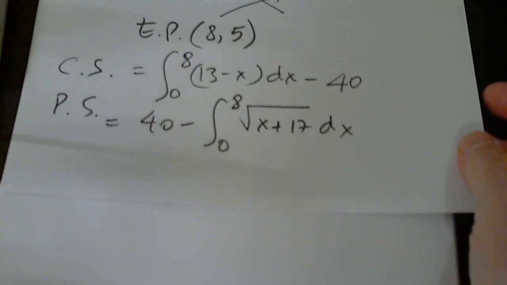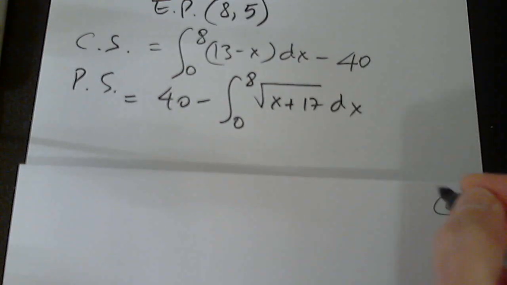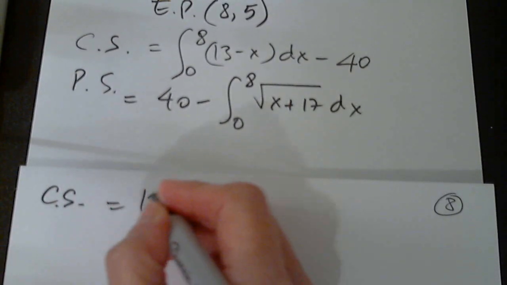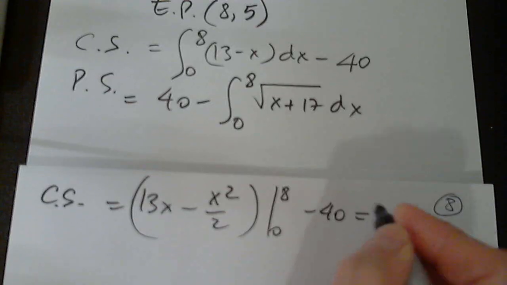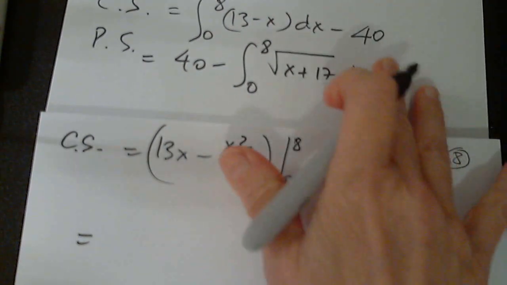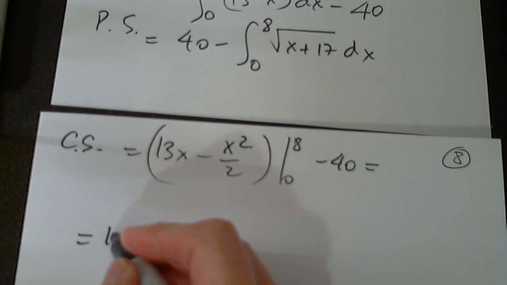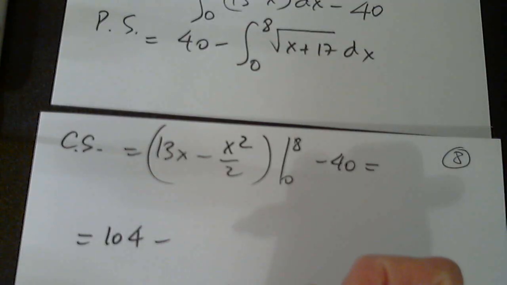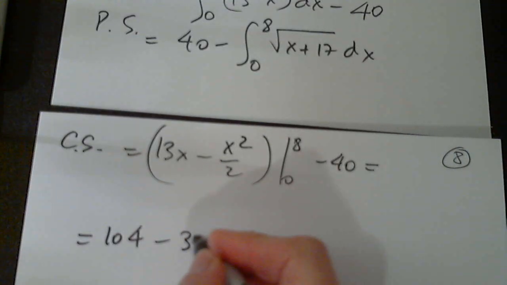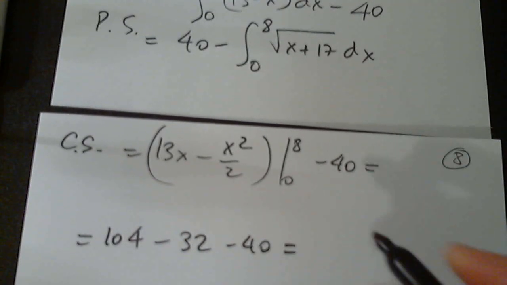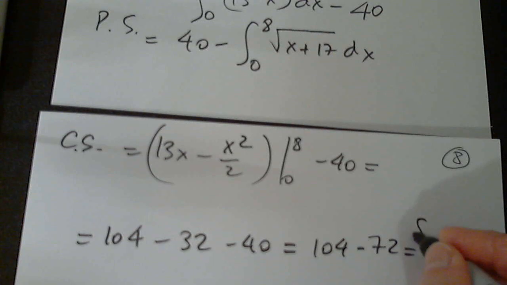Okay, so let's look at the consumer surplus and calculate. So the consumer surplus will be 13x minus x squared over 2 from 0 to 8 and minus 40. I'm only going to plug in 8. 104 minus 16 divided by 2, so I'm sorry, 64. Sorry, 64 divided by 2, which is 32, and minus 40. So this is 104 minus 72, and I get 32.